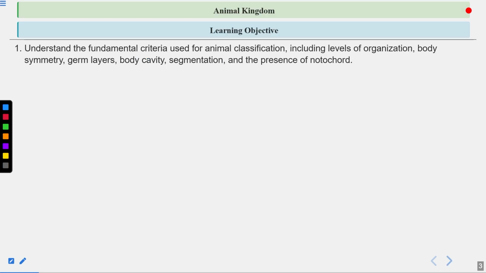So, we are going to study today our fourth chapter, Animal Kingdom. And according to the schedule, chapter 3 will be conducted after this particular chapter.